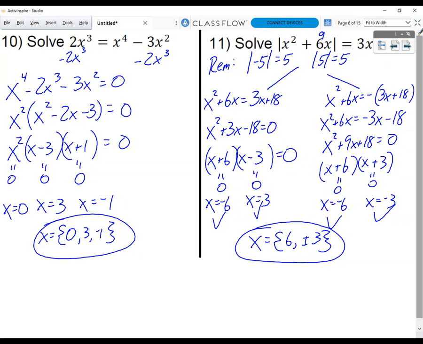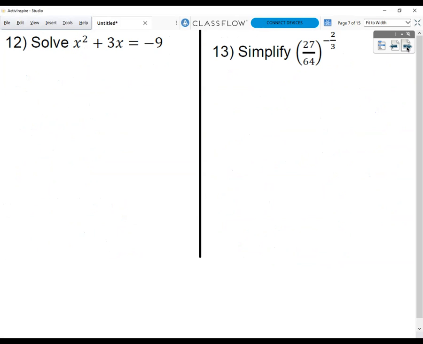Number 12 then, x squared plus 3x equals 9. Just like we've been doing before, set it equal to 0. So you subtract 9 from both sides. You have x squared plus 3x minus 9 equals 0. And if you look at this and say, okay, can we factor it out? Well, there's no factors of 9 that are going to add up to 3. You have 1 and 9 adds up to 10. 3 and 3 adds up to 6, meaning this does not factor.